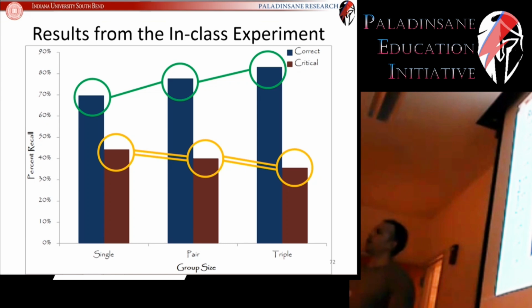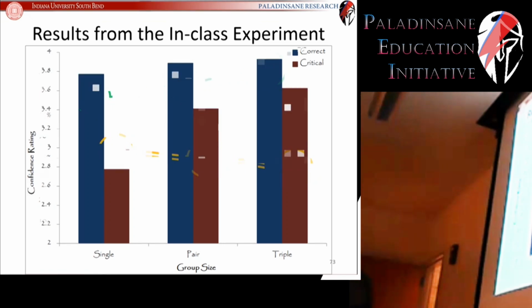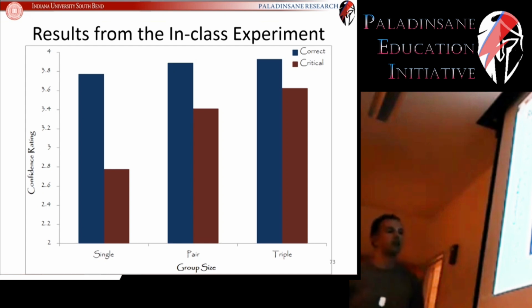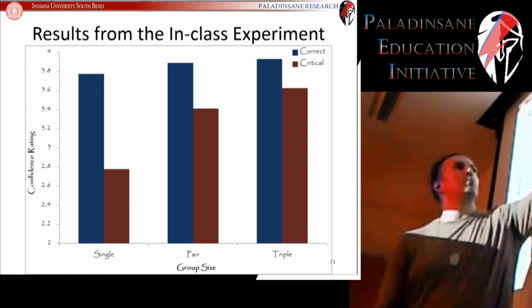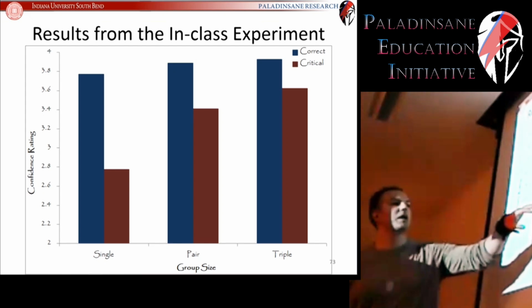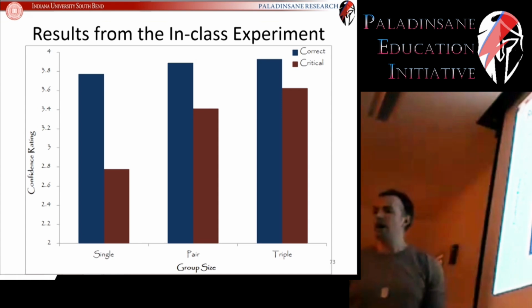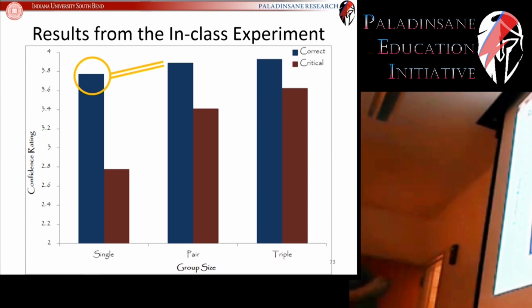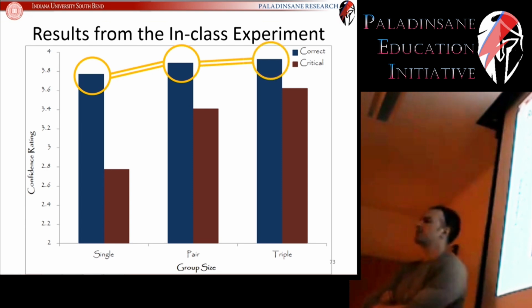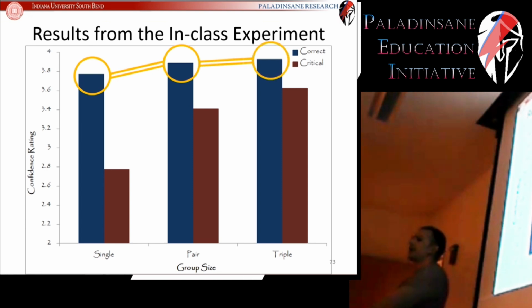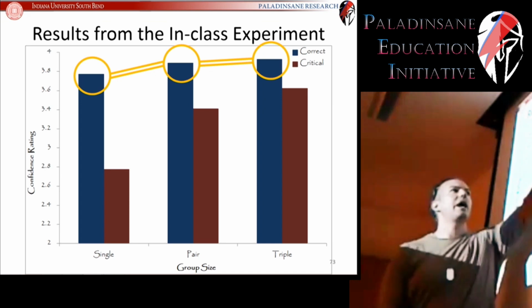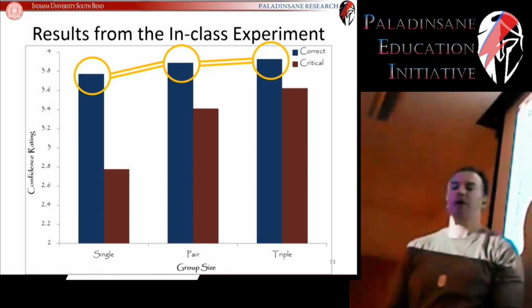But what about your confidence? So these are the confidence ratings. Higher bars means higher confidence. This is the confidence, the blue bars for correct items. The red bars are confidence for false memories, for critical items. Just real quick, there is no difference among group size for the recall of correct items. So individuals are just as confident in their words as pairs are in groups of 3.